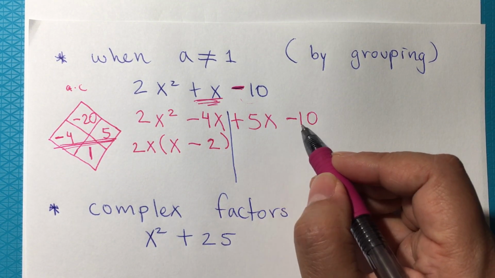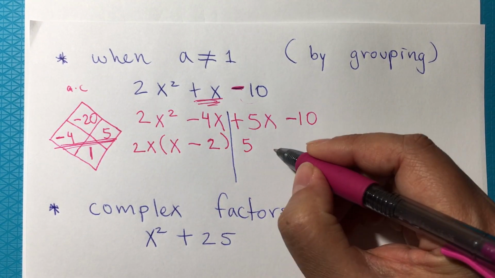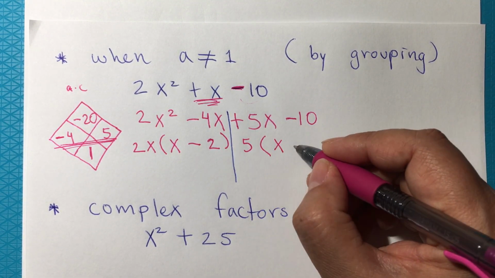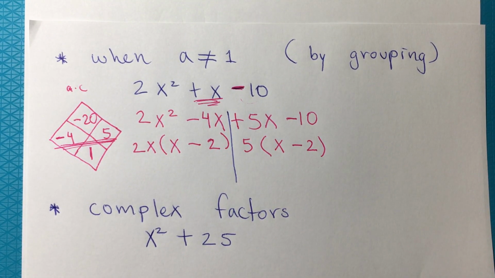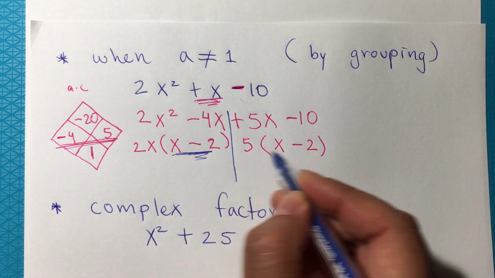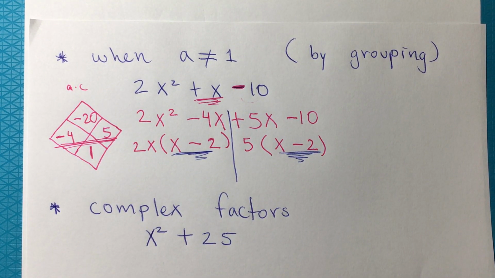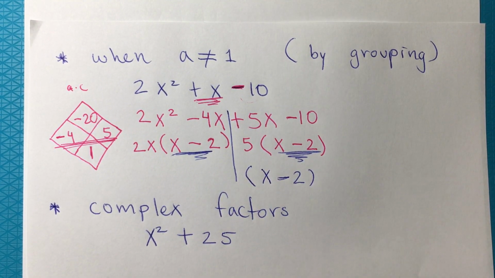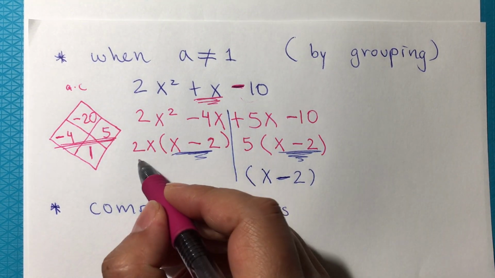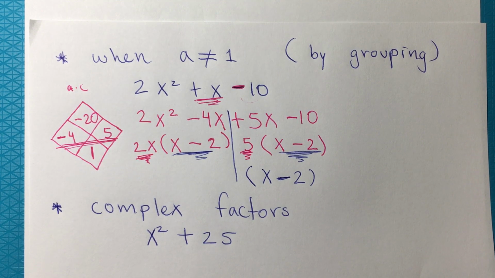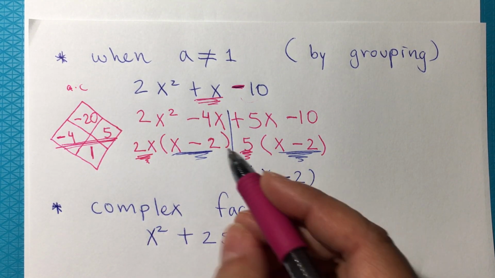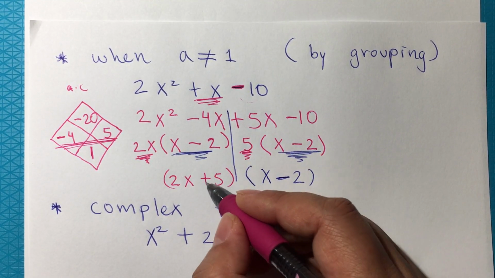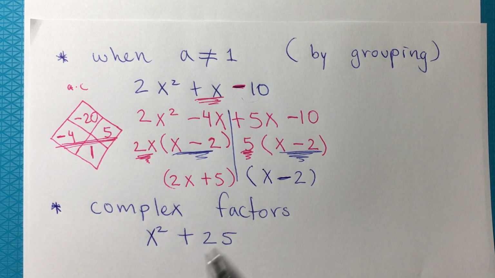What goes into both 5x and negative 10? That will be 5. 5x divided by 5 is x. Negative 10 divided by 5 is negative 2. And something super important in grouping is that these two have to be exactly the same. So we put it only once, x minus 2. The other two numbers, the ones that are the greatest common factors, we put them together. So 2x plus 5. If there is no sign in here, that means it's positive. And so those will be your two factors.